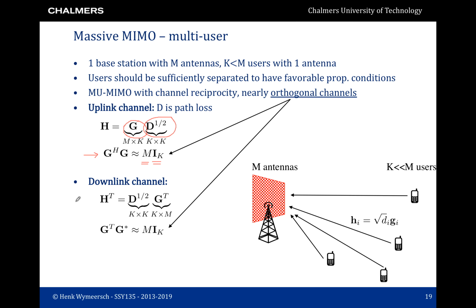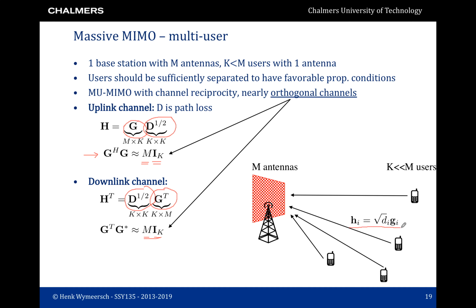In the downlink, we have the transpose of this channel. So the downlink channel from the base station to all of the users is a K by M matrix. So this is a fat matrix with a few rows and many columns. And we find that this must be equal to the path loss matrix times the Gaussian matrix. And this Gaussian matrix is of course of size K by M. If we compute G transposed G star, then we find that this is a scaled identity matrix of size K by K with a scaling factor M, again the number of antennas. So you can verify this by plugging in these matrices. Here it's important to note that G in both cases will have IID Gaussian entries, 0 mean and variance 1.